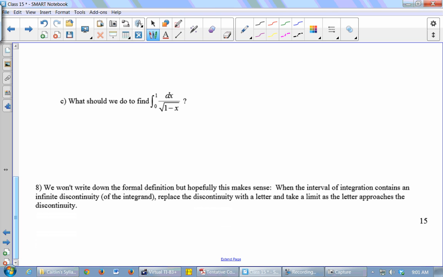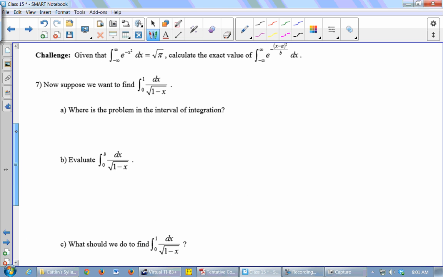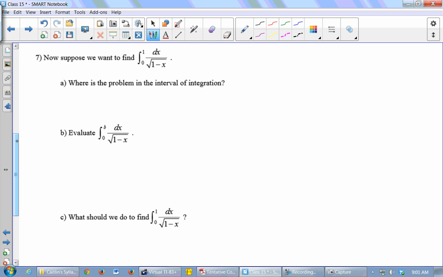So we're not going to write down the formal definition because it just looks a little messy, but hopefully this makes sense. When the interval of integration contains an infinite discontinuity, right, a vertical asymptote, replace the discontinuity with a constant, and then take the limit as the letter approaches the discontinuity. Oh, I skipped 7, sorry. 7 wasn't the challenge. Okay, let's go back.